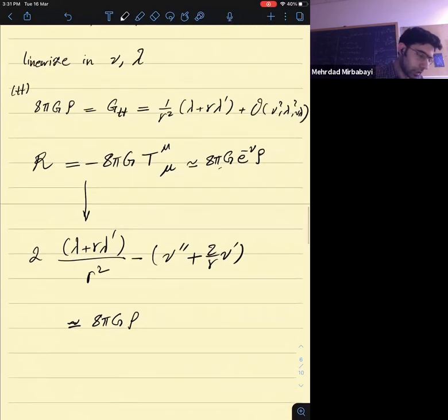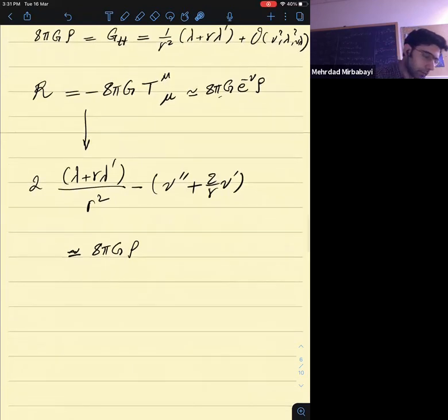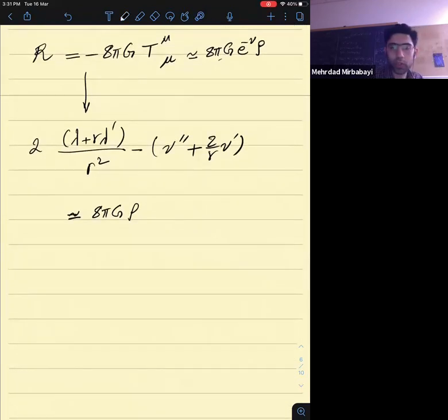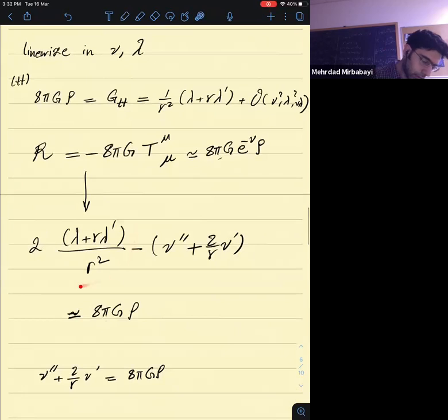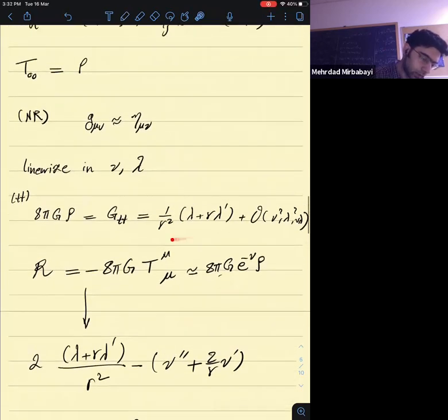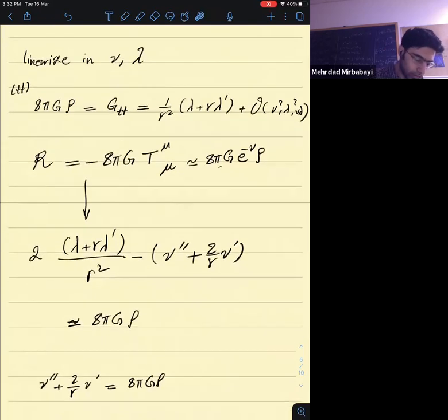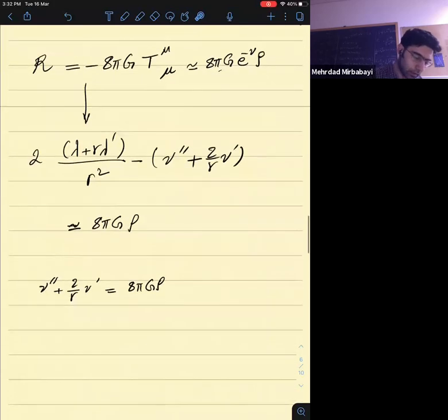Then I can use these two equations. If I combine them together, then I will find basically the Poisson equation. I will find nu second plus 2 over r nu prime is equal to 8 pi G rho. Why? Because this term here from this equation is twice, or 16 pi G. So this term is just 16 pi G rho. So I substitute it here from there, and then I get this equation.